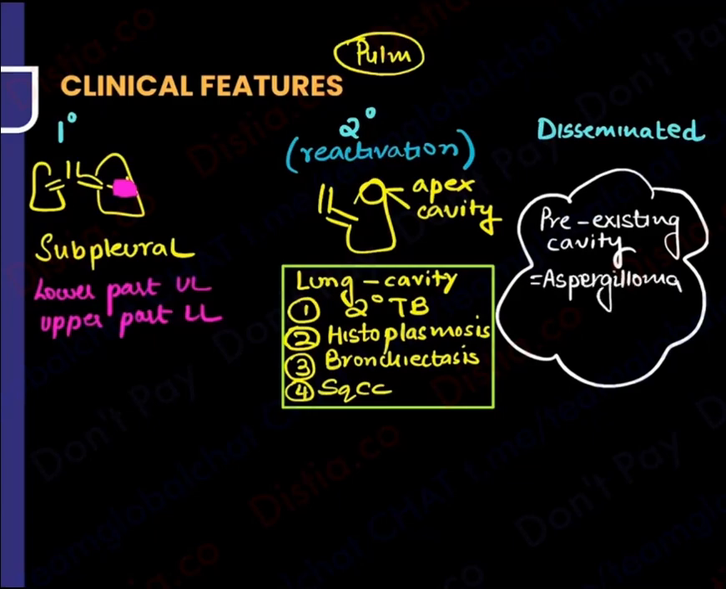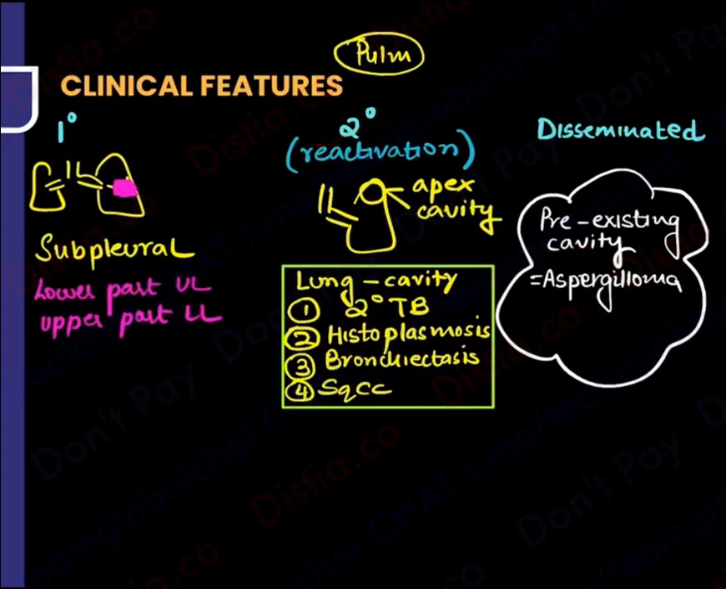So look at the two differences that you have. TB is causing the cavity, whereas Aspergillus is like an opportunist. It says, acha, there is a cavity over there, let me go and sit inside it. So listen to these two questions very carefully. Which fungus can cause the cavity? Histoplasma. Which fungus will go and sit in a cavity? Aspergillosis. Let's move forward.